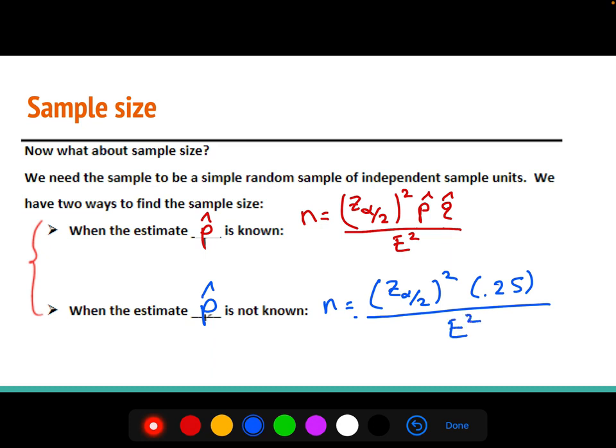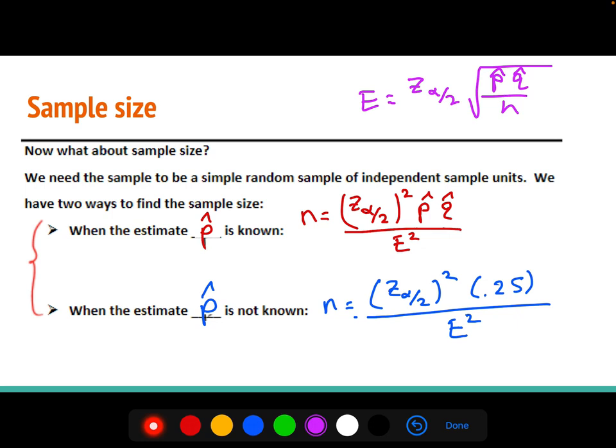Basically, I just rewrote the formula that we had earlier. If you remember, the formula we had earlier was for error: your critical value times the square root of P hat Q hat over N. So all I did is square both sides and solve for N. Just giving you an idea of how this formula came about.